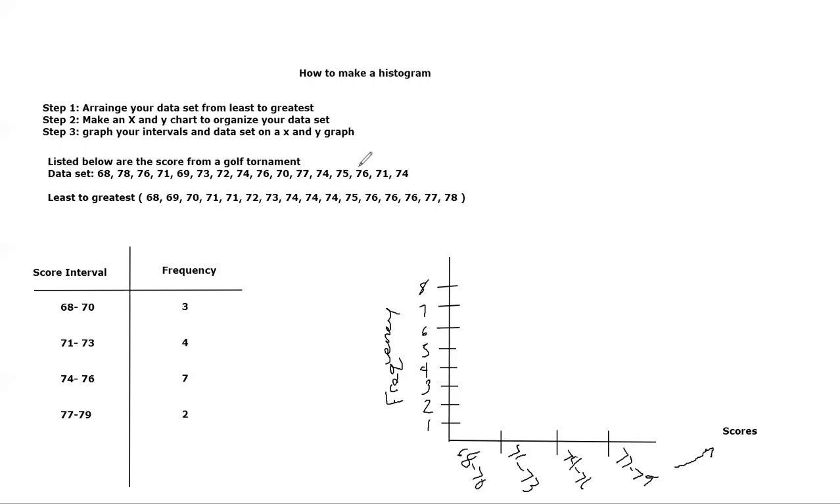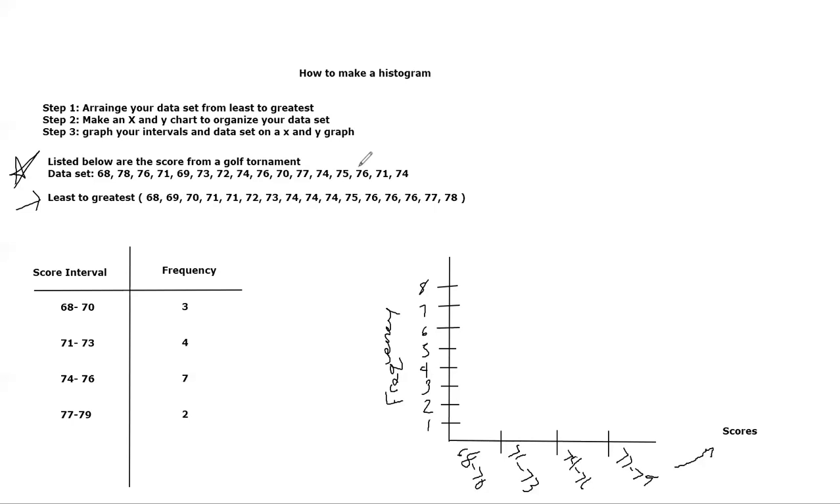So let's take a look at the first step right here. Listed below are the scores from a golf tournament. Like I said, these are just scores. They're coming in not arranged in order. We have the data set of 68, 78, 76, and it keeps going. Your first step, step 1, is to arrange your data set from least to greatest. I've done that for you here. But when you're doing the problems for this week, you're going to have to do that first, which means you're going to have to look through whatever data set is given to you and arrange it from the smallest number to the largest number. In this case, I have 68, 69, 70, 71, 71, 72, 73, 74, 74, 74.